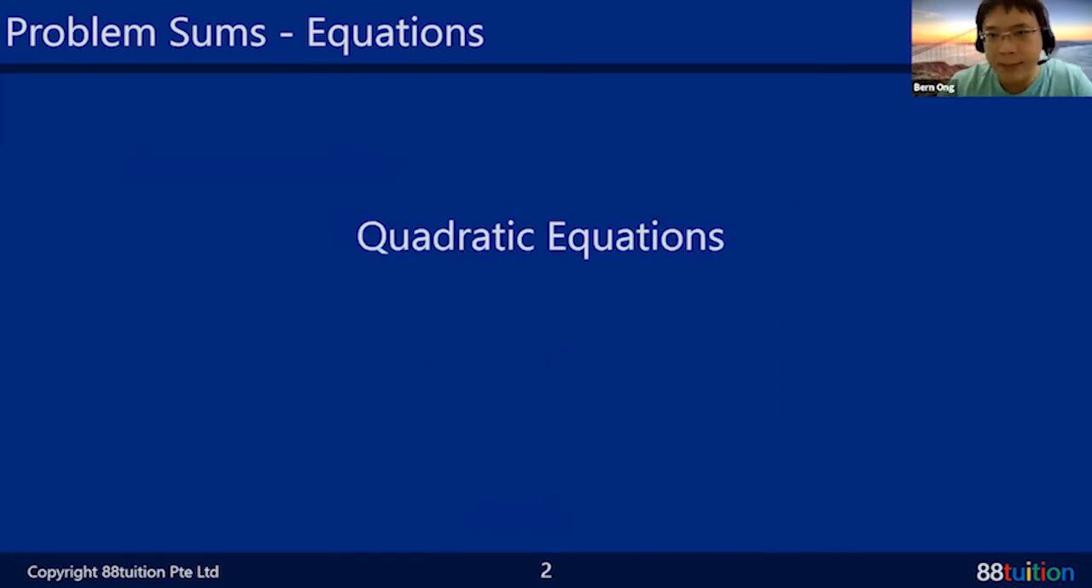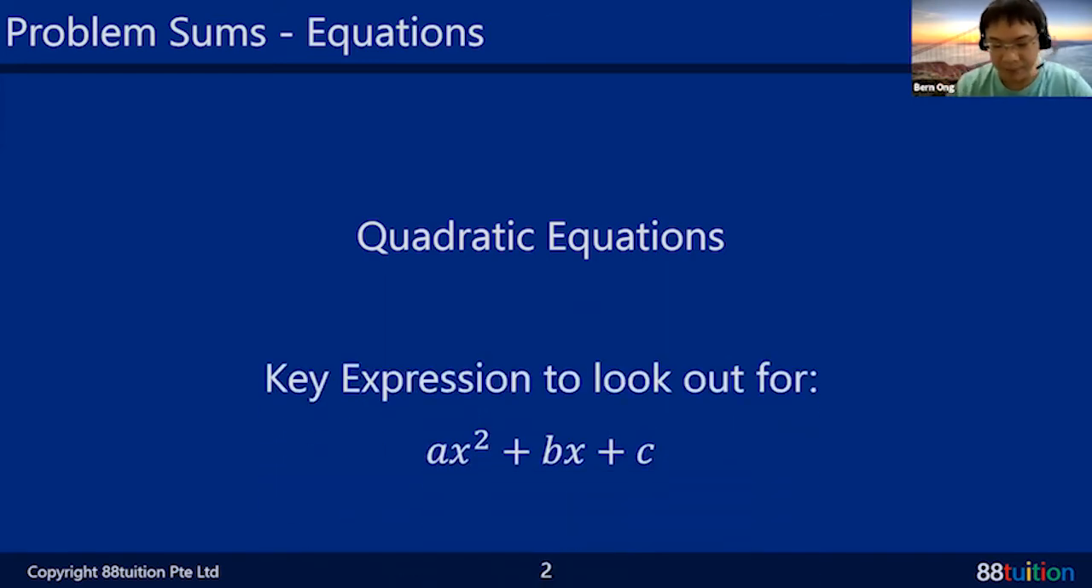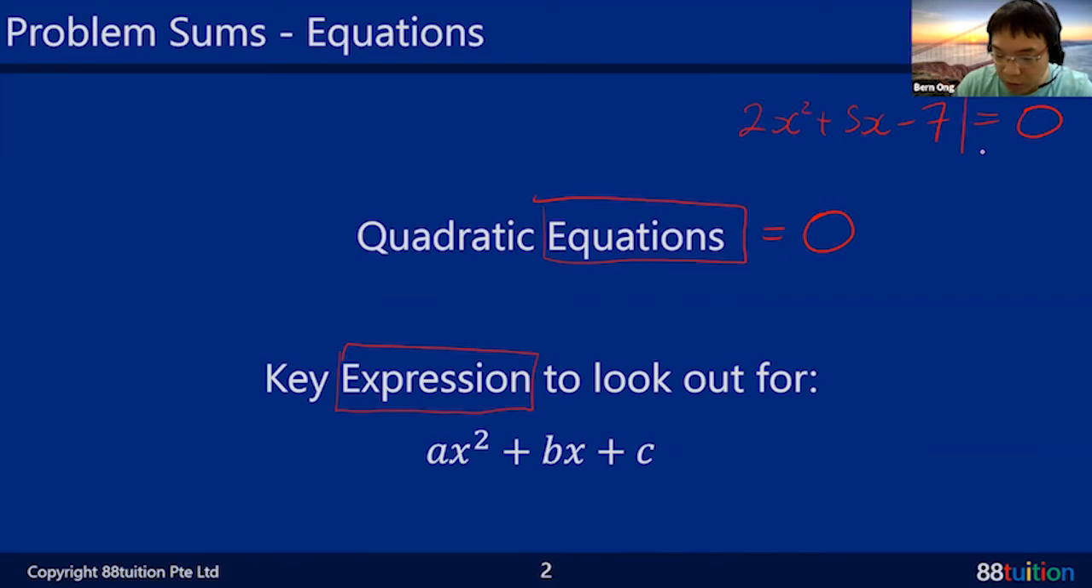Quadratic equation. What is a quadratic equation? There is an expression that looks something like this: x squared, x, and a constant. This is called a quadratic expression. So what's the difference between an expression and an equation? An equation has something equal to 0, for example 2x squared plus 5x minus 7 equal to 0. This portion with the equal to 0 is called the equation.